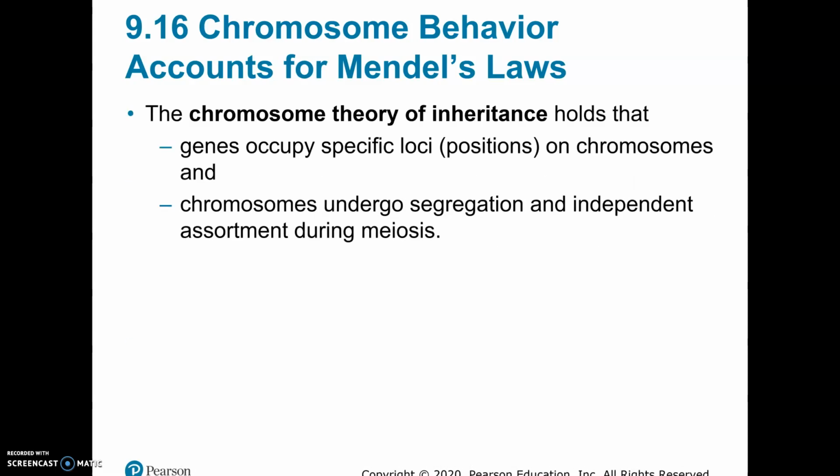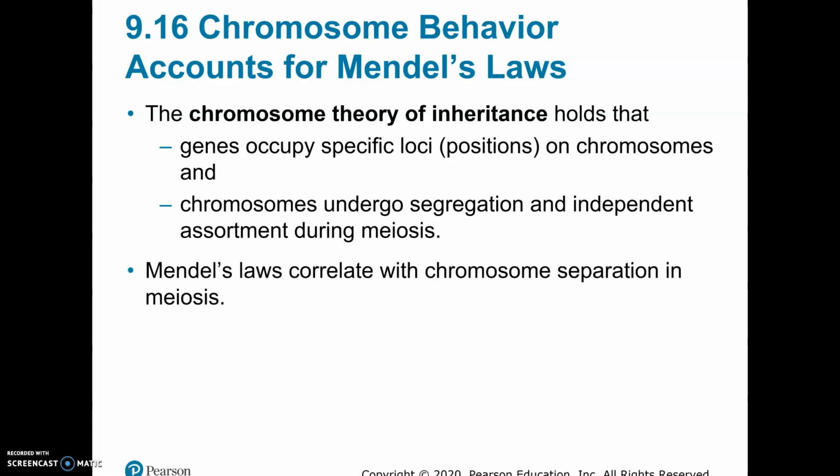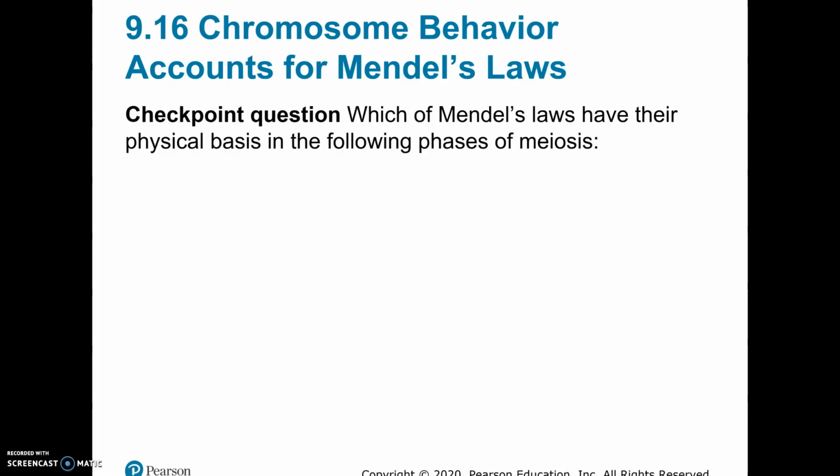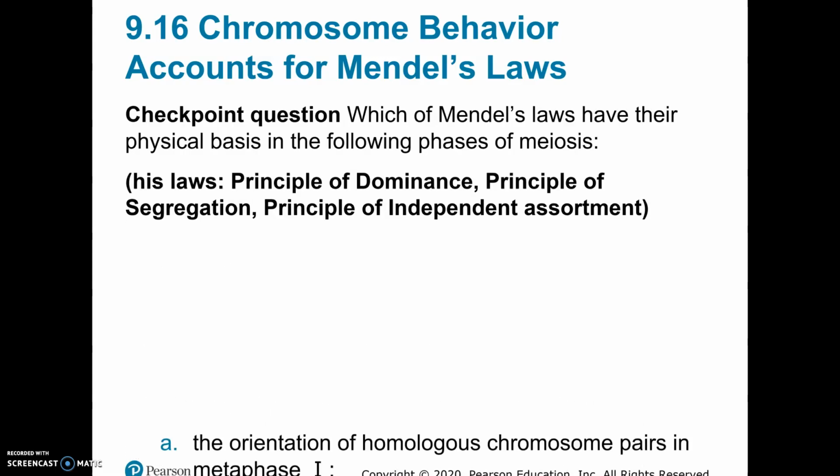meiosis. So today we have what's called the chromosome theory of inheritance, and it says that genes are codes on your DNA that are found at certain loci, or locations, positions on your chromosomes, and that Mendel's principles or laws of independent assortment and segregation, those laws are happening to your chromosomes during meiosis. So Mendel's laws are basically about the chromosomes. So Mendel's laws, these were his three laws.